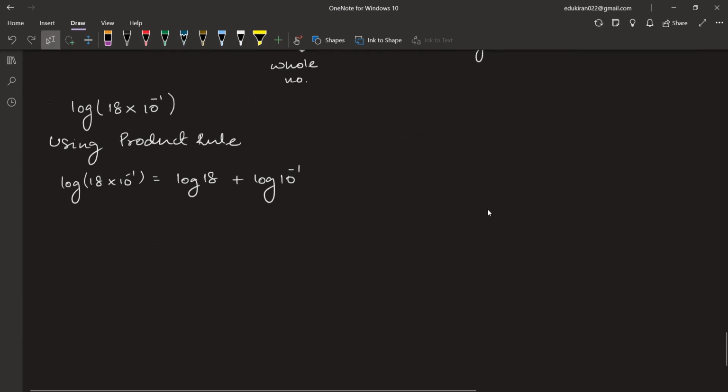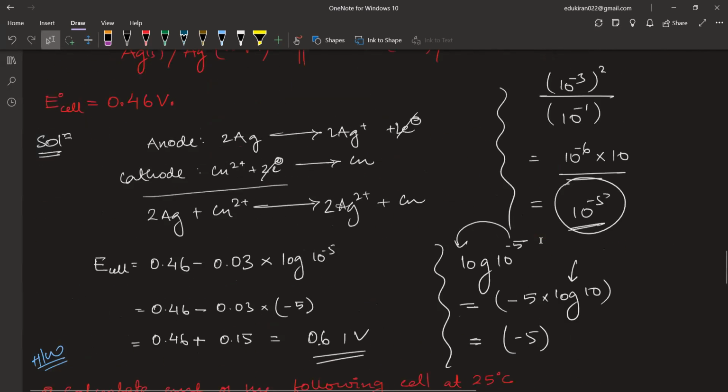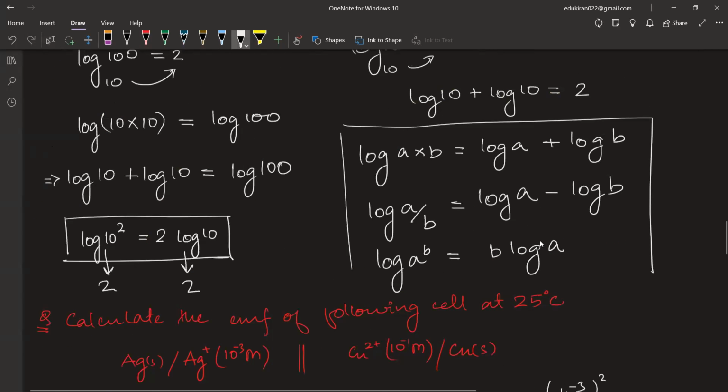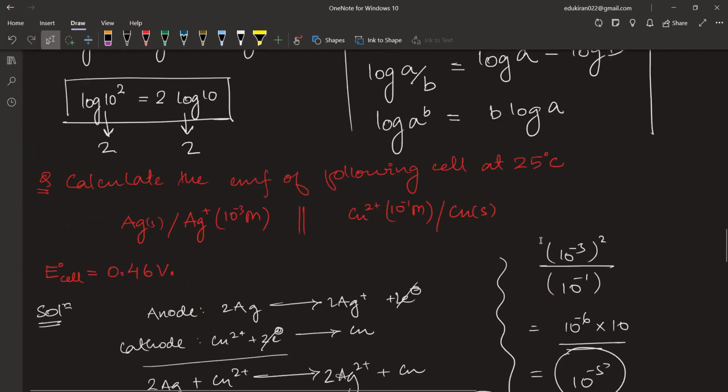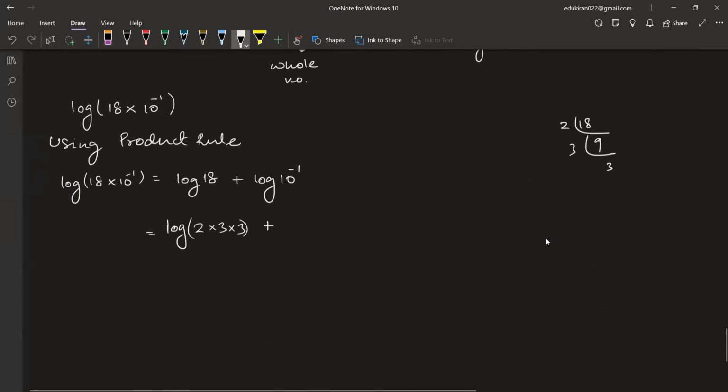Now I can write this as log of, and you have to factorize 18. Prime factorization of 18 will give you 2, 3, and 3. So I'll write this as log of 2 into 3 into 3, plus 10 to the power minus 1. Using the exponent rule, log a to the power of b, this b comes forward. So this minus 1 will come forward and give you minus 1 into log 10.